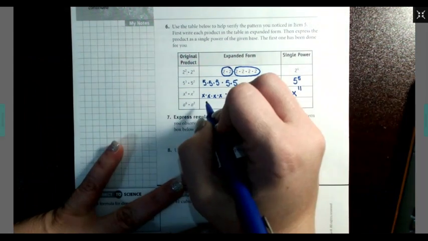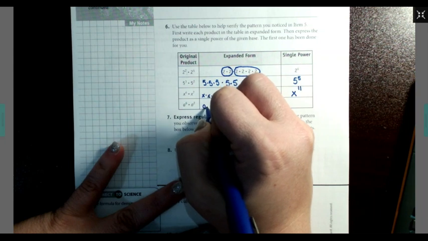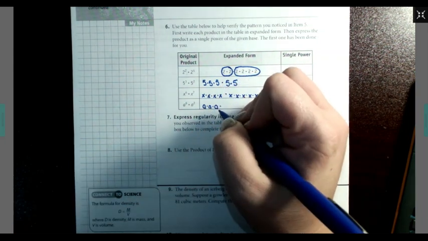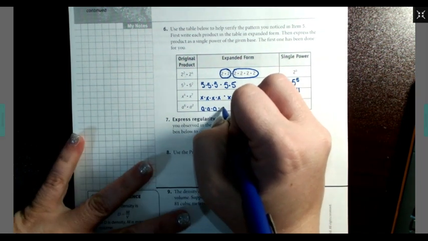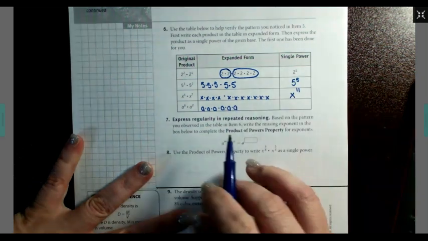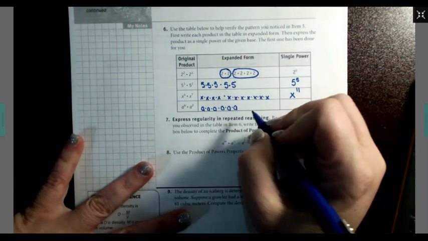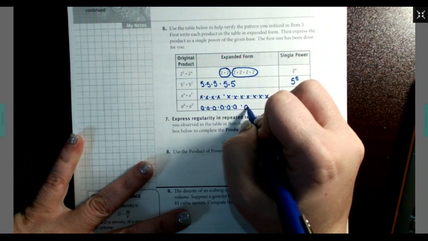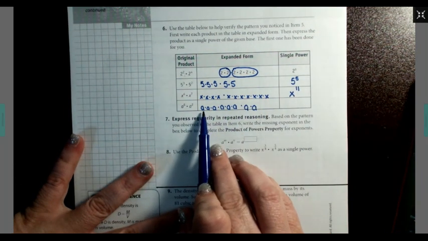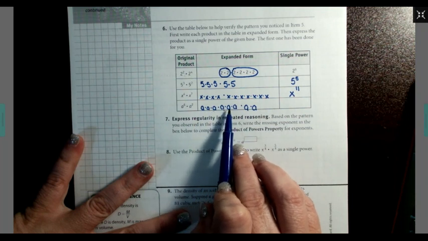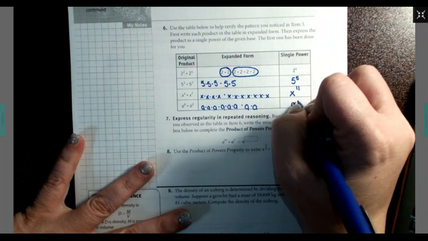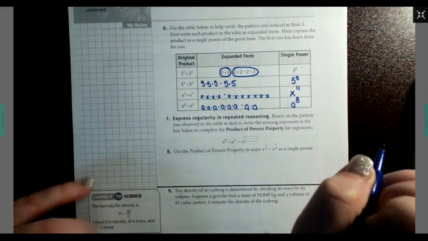And our last one, a to the 6th. So a, that's 6 times, right? And now we've got 2 more to come on. 1, 2. Well, let's count them up. 1, 2, 3, 4, 5, 6, 7, 8. A to the 8th power.